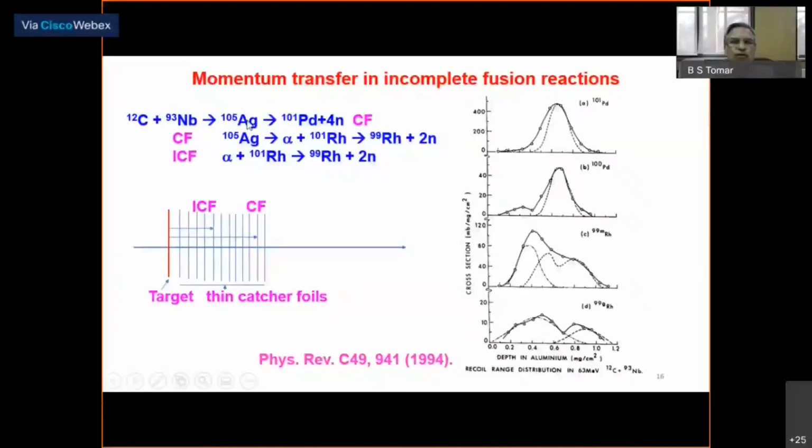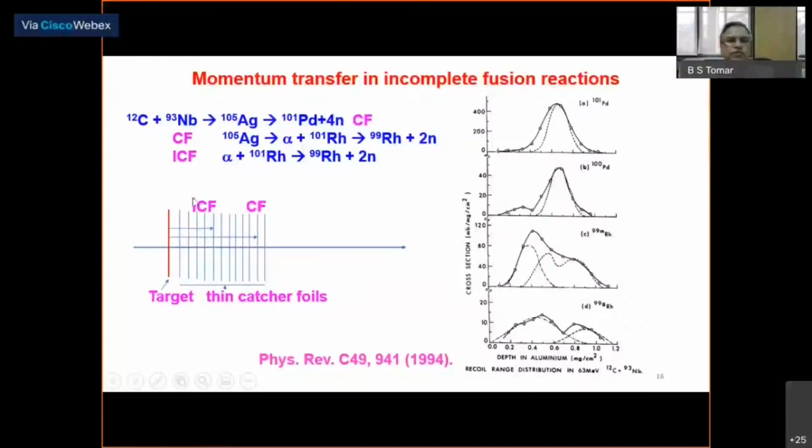forming a compound nucleus, silver-105, which is evaporating neutrons. So this is the evaporation. Actually, this should be silver-101, not palladium. This complete fusion reaction gives you full momentum transfer. What I have measured here is the range of this evaporation residue, like palladium-101. You also have silver-101, which will decay to palladium-101.